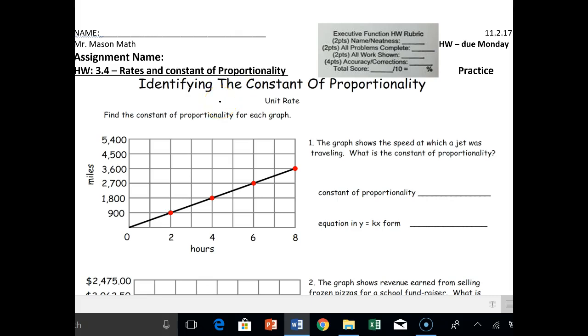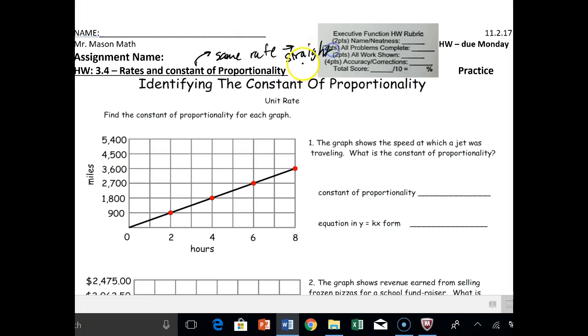Remember, this is all about having the same rate over time and it giving you a straight line or a linear line like we talked about in class today. Right, so it says find the constant of proportionality for each graph.